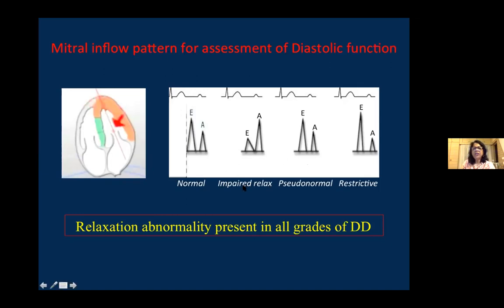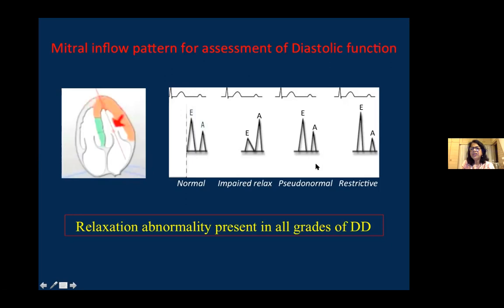Now, once the impaired relaxation pattern is established and the diastolic dysfunction advances, what happens? The left atrial pressure starts rising. As the left atrial pressure rises, the E wave again becomes more than the A wave. As you can see, the left atrial pressure rise is causing the increased velocity of the E wave. Impaired relaxation pattern is still there. On top of that, since the LA pressure is rising moderately in this phase, the E wave is increased.